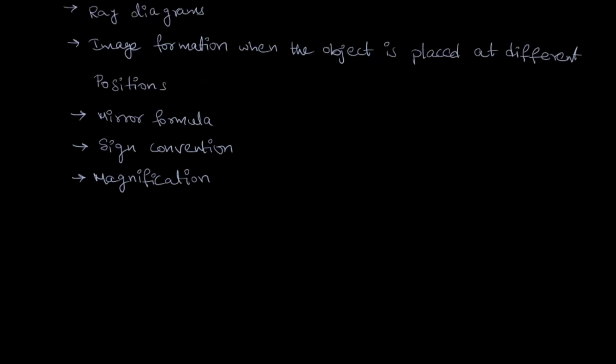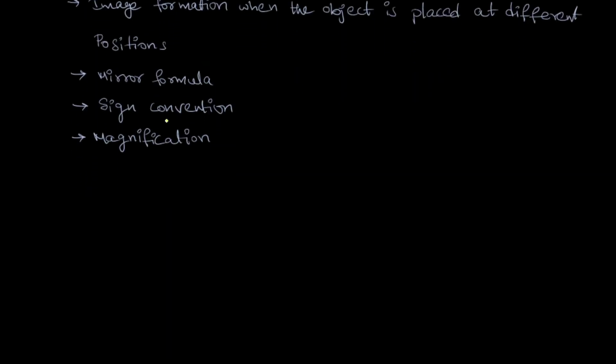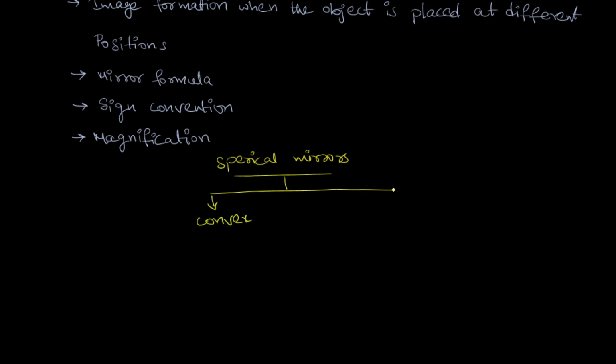What are spherical mirrors? Spherical mirrors are of two types. One is a convex mirror and the other is a concave mirror. A concave mirror is in the shape of a cave. In the name itself we have cave.